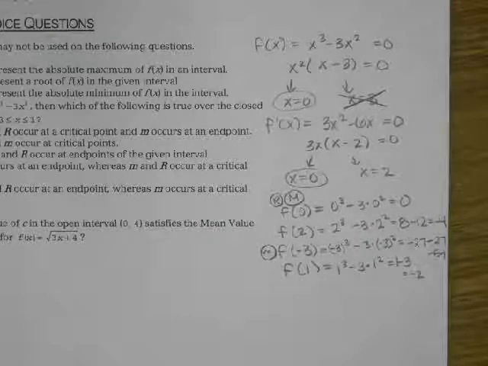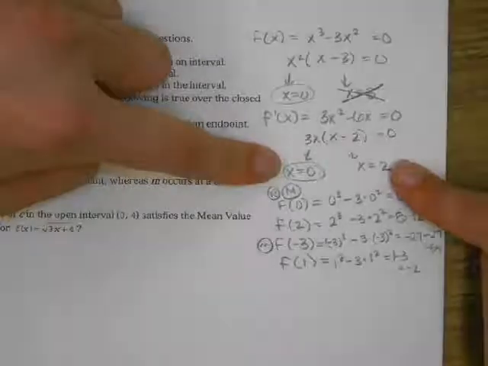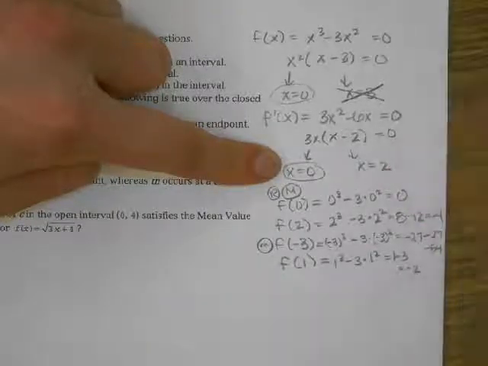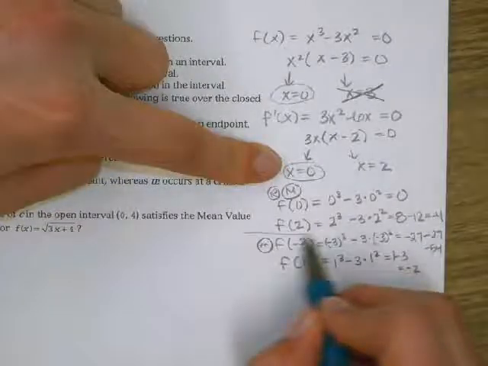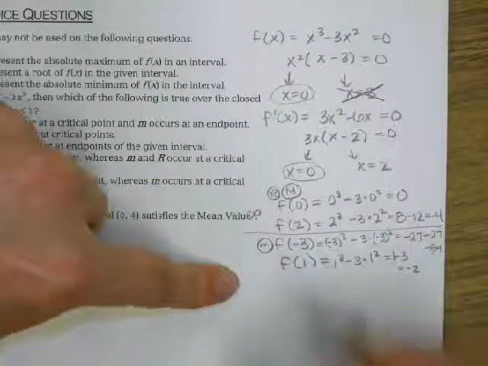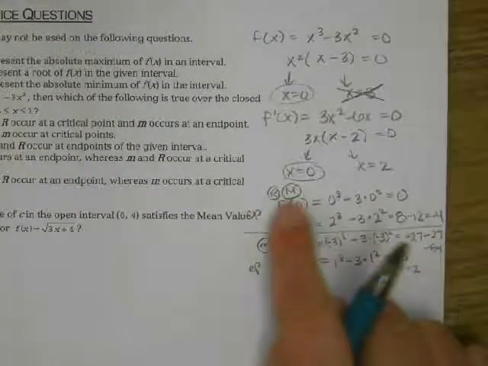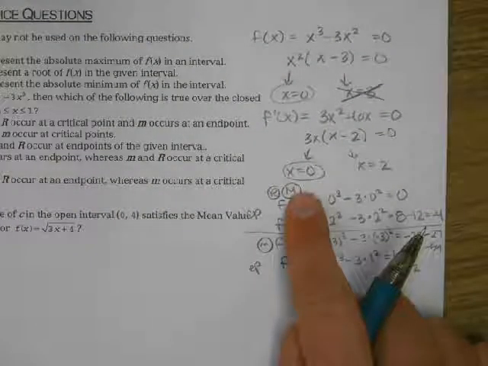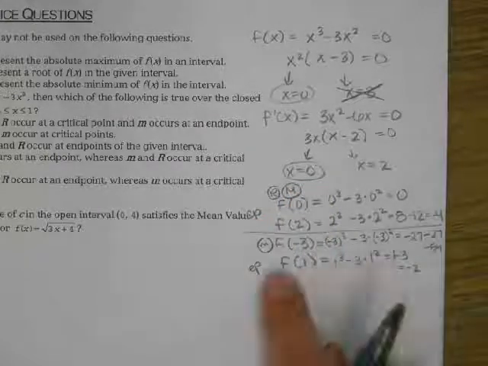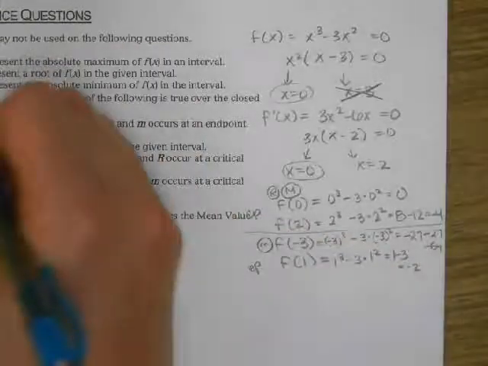Now in the answer choices, they reference endpoints and they reference critical points. So critical points are where the derivative equals 0 or where the derivative is undefined. And so these two right here are our critical points. -3 and 1 were the endpoints. So we are looking for the answer choice that says the root and the absolute max are critical points and the absolute min is an endpoint. And that happens for A.